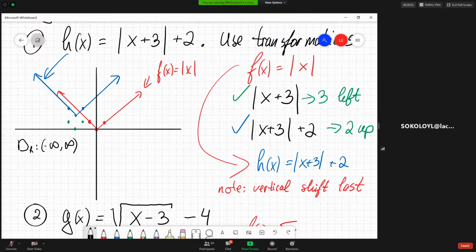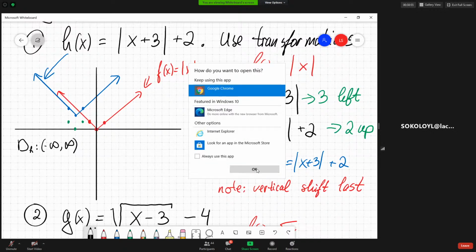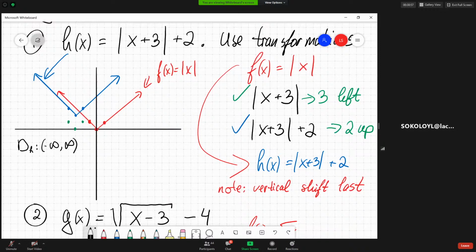I can plug in any value. So if I shift stuff around, it's still going to be all real numbers that could be plugged in. Range, however, changes. The range of the original was not all real numbers. The range of the original absolute value function is all the non-negative numbers, right? Because we see here that function values only exist at the positive and the 0, nothing at the negative.